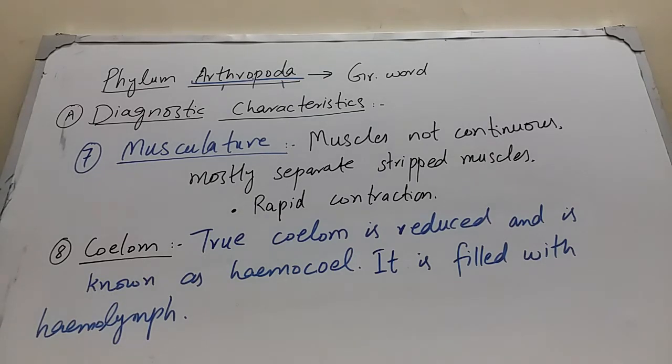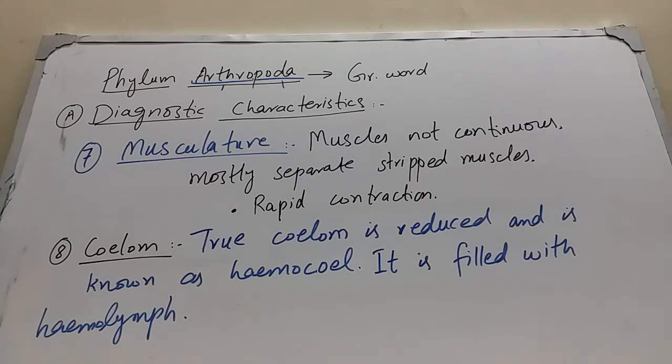Seventh point is musculature, the muscular system of arthropods. The musculature of arthropods is not continuous. Muscles are not continuous. Mostly they consist of separate striped muscles, also known as striated muscles. And these muscles are capable of rapid contraction.